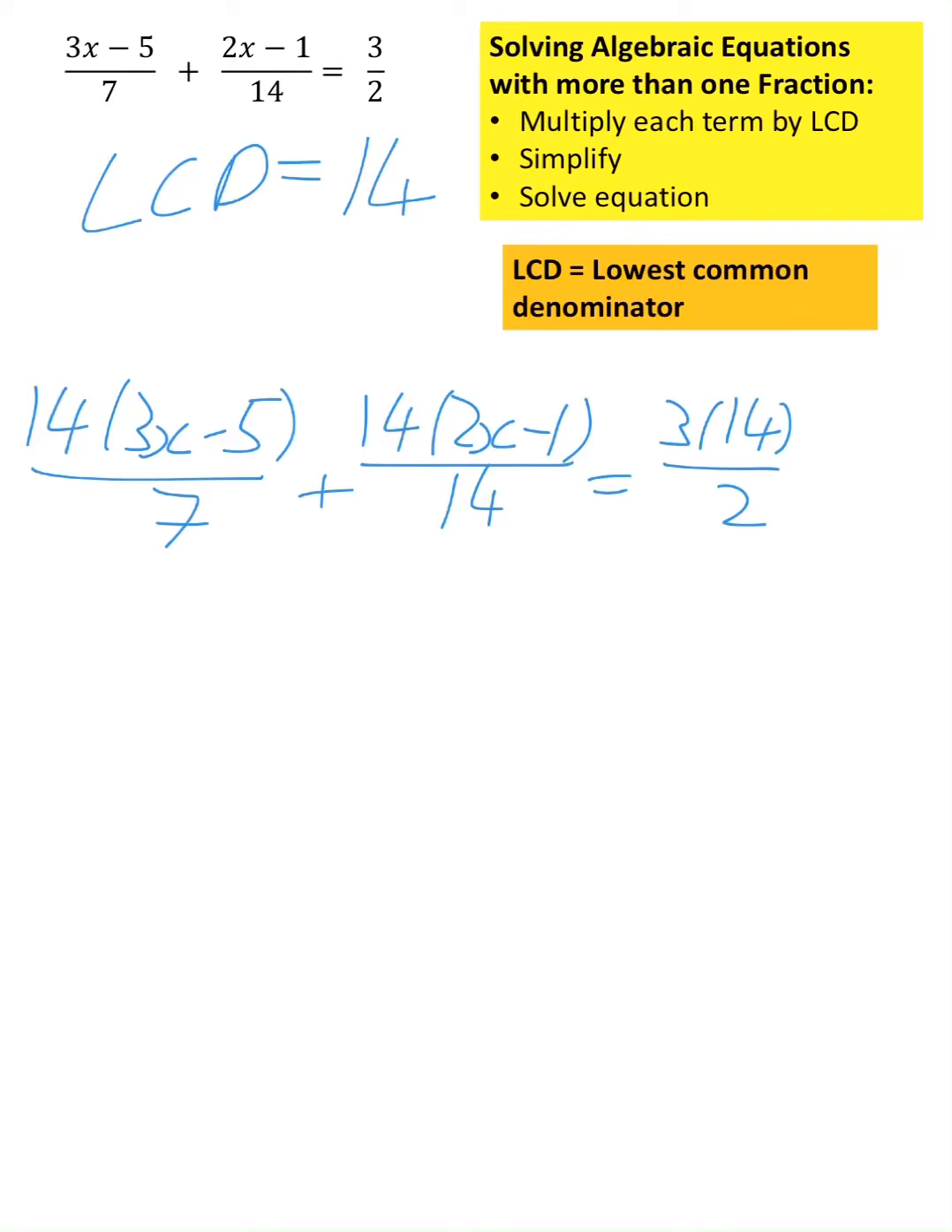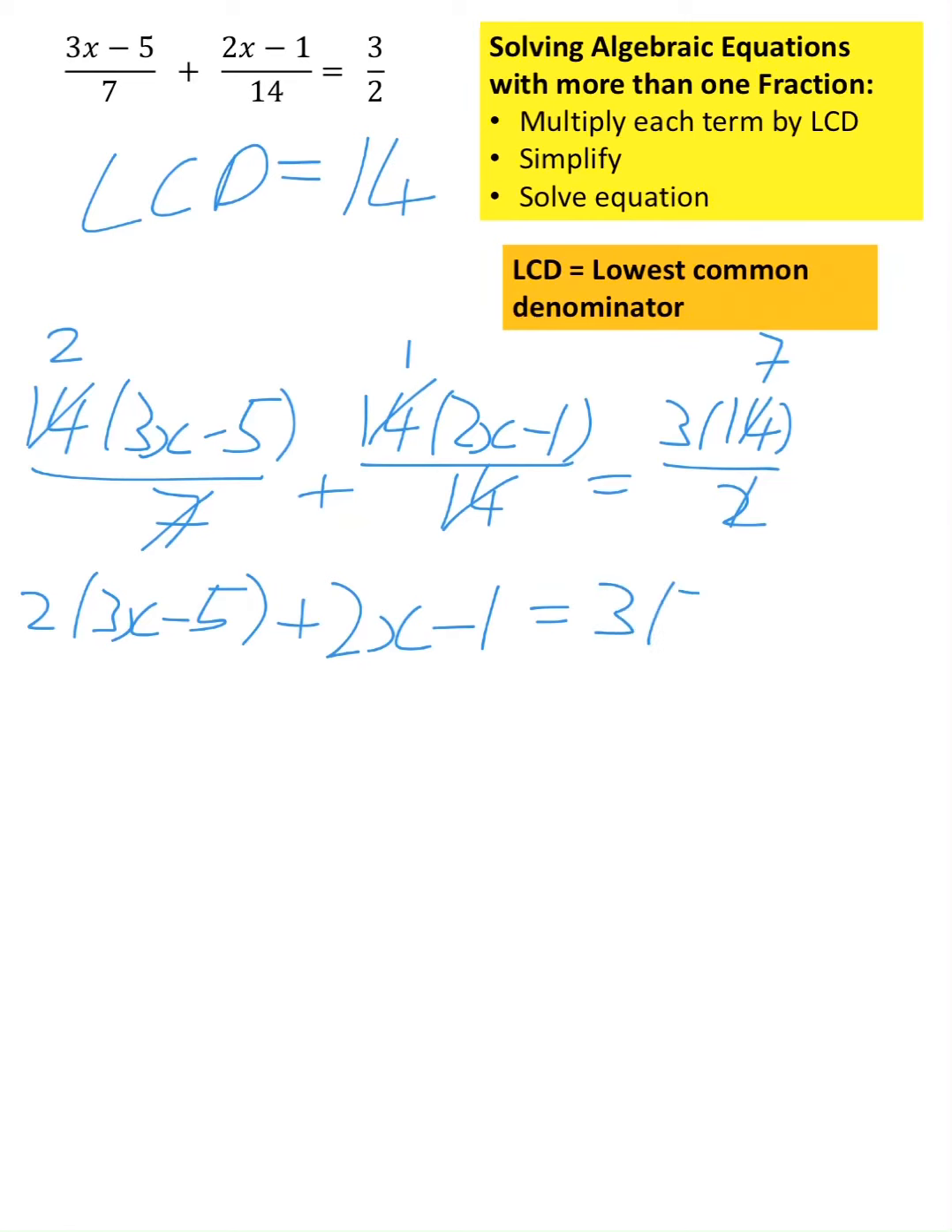Okay, so let's simplify here where we can. So 7 into 14 goes twice, so we'll have 2 times 3x minus 5. 14 divided by 14 is just 1, so then we're left with just 2x minus 1. And 2 into 14 goes 7 times, so then we have 3 times 7. Okay, so that's all the fractions done. So now let's solve this like a regular equation.